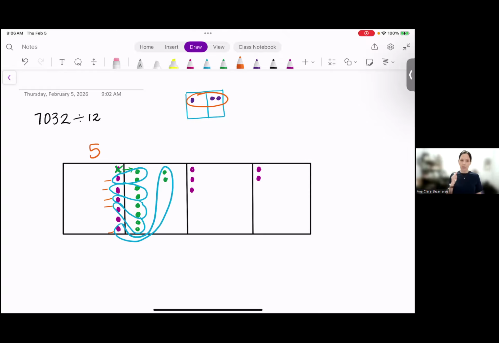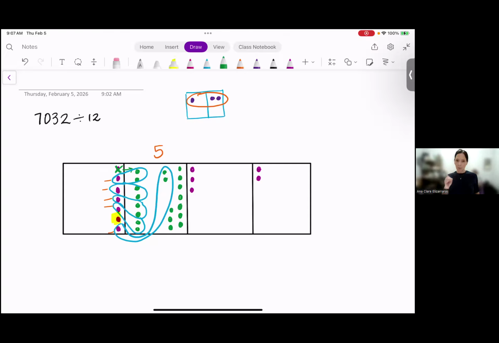7032 divided by 12. Actually, I put that in the wrong place. I want to put it over here because that's where my division ended. It didn't go into the 7. It went into the 70, 5 times. Now, I did have 1 dot left over. And what happens with that 1 dot is it needs to be unexploded into the box to the right. So I'm going to create 10 more dots. 1, 2, 3, 4, 5, 6, 7, 8, 9, 10.